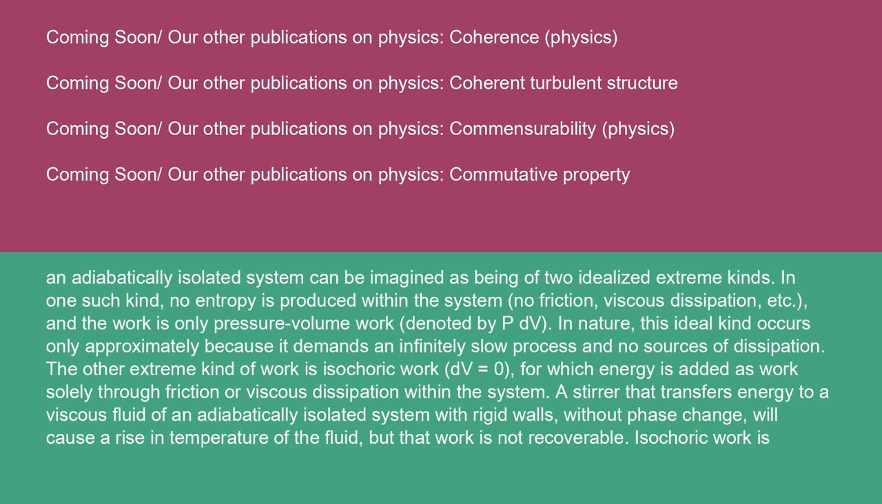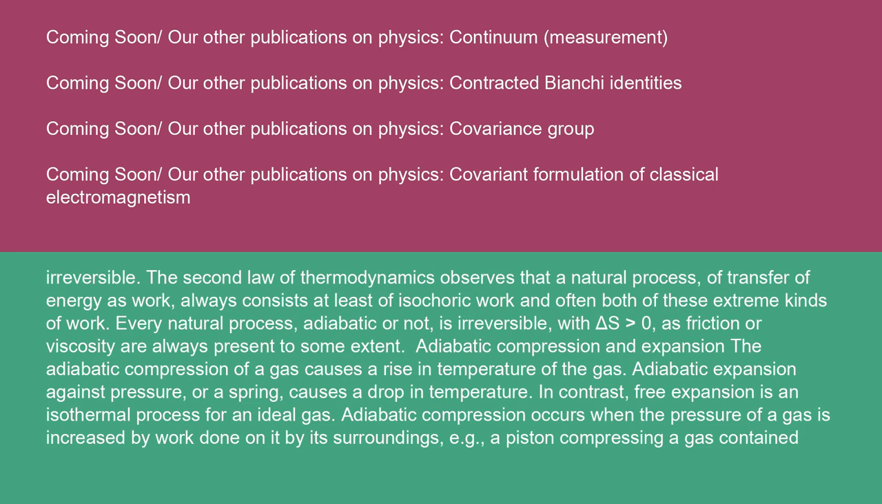Isochoric work is irreversible. The second law of thermodynamics observes that a natural process of transfer of energy as work always consists at least of isochoric work and often both of these extreme kinds of work. Every natural process, adiabatic or not, is irreversible, with delta S greater than zero, as friction or viscosity are always present to some extent. Adiabatic compression and expansion.